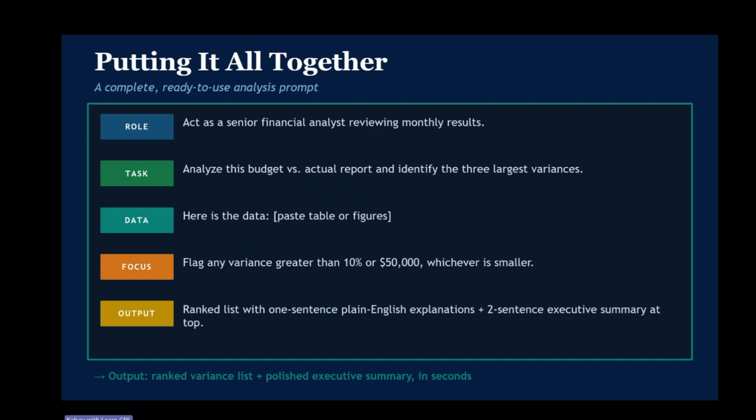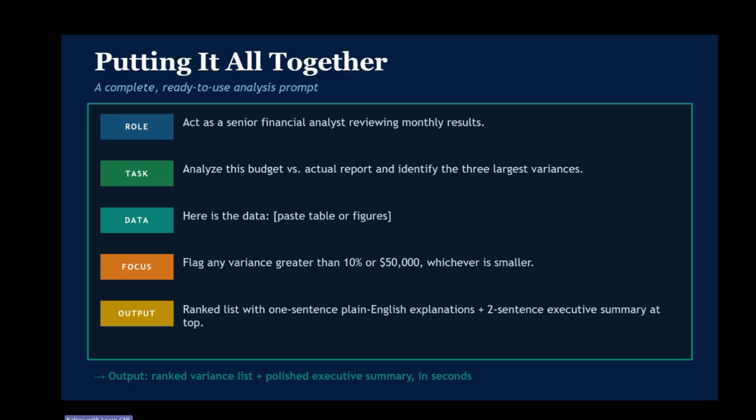We're giving it the data, so we're going to paste our table, our figures, whatever that is. We're having it flag any variances greater than 10% or $50,000, whichever is smaller. So we've really set the focus. We want three large variances, and we want to make sure that they're greater than 10% or $50,000. And then our output is a ranked list with one-sentence, plain English explanations, and a two-sentence executive summary at the top.